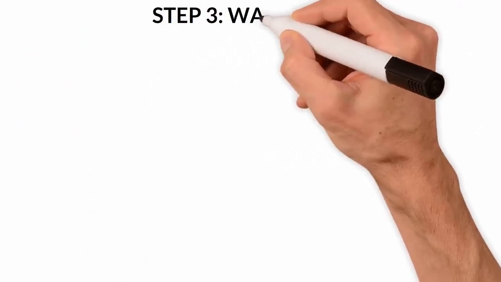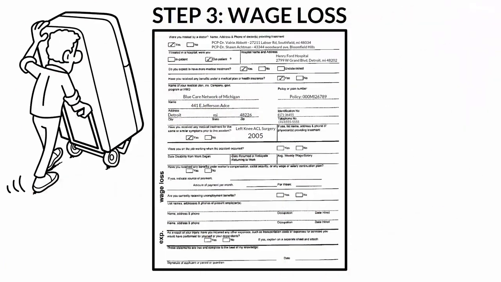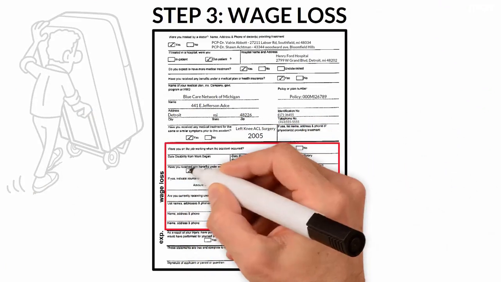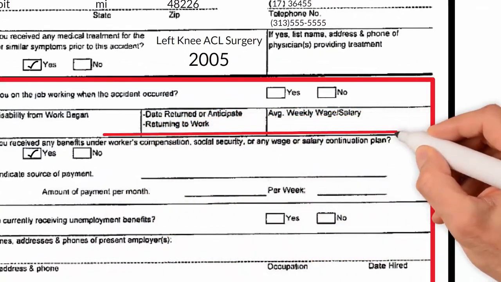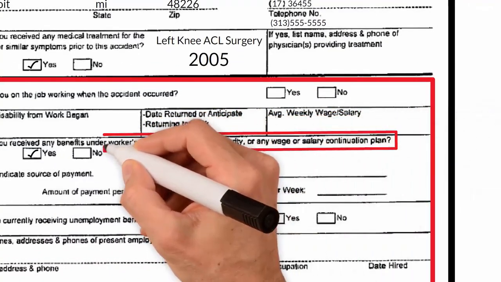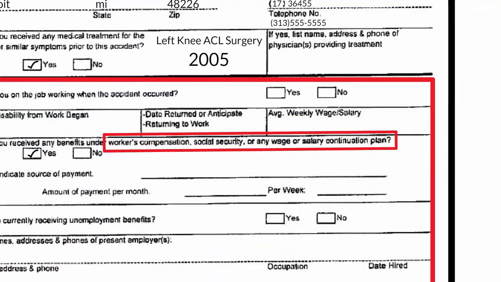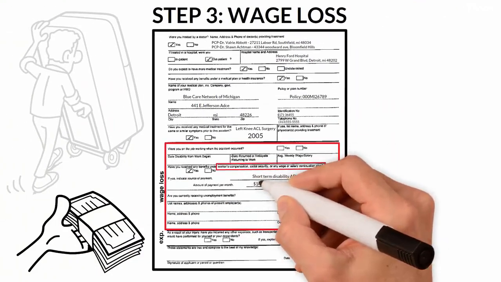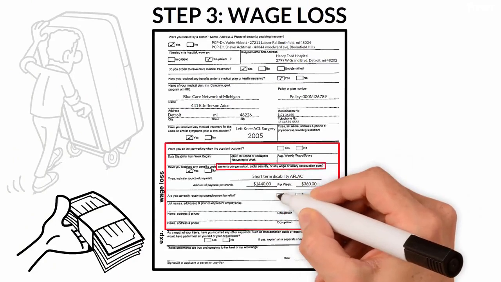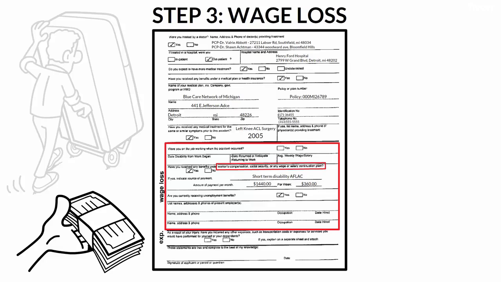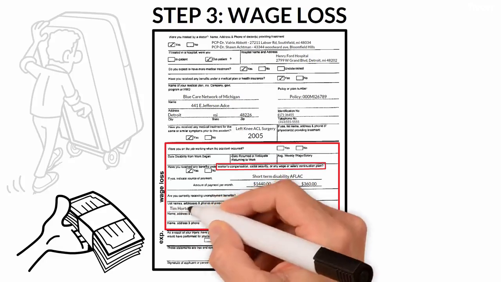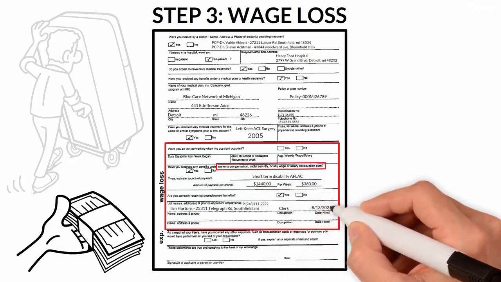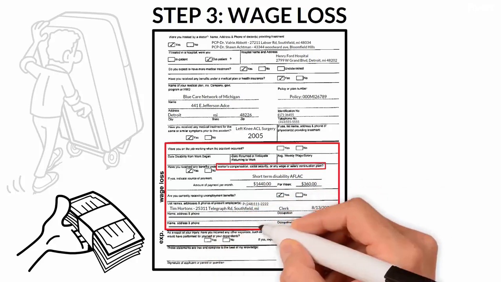Step 3. Wage loss. If you missed work because of the accident, this section matters. First, check yes or no to indicate if you received any workers' compensation, Social Security benefits, or money under a wage or salary continuation plan. If you have received benefits, fill in the requested information. Next, check yes or no if you're currently receiving unemployment benefits. For the next section, list the name and address of your employer, job title, and date of hire. If you have more than one employer, list all employers.